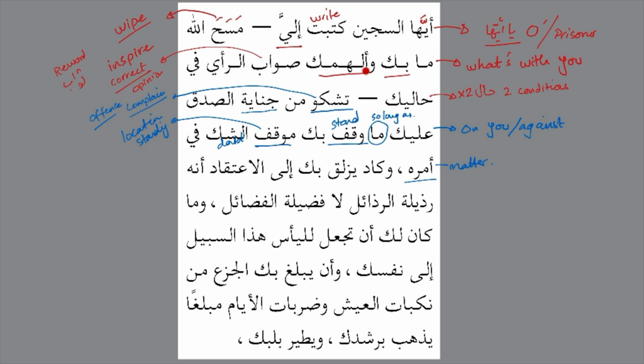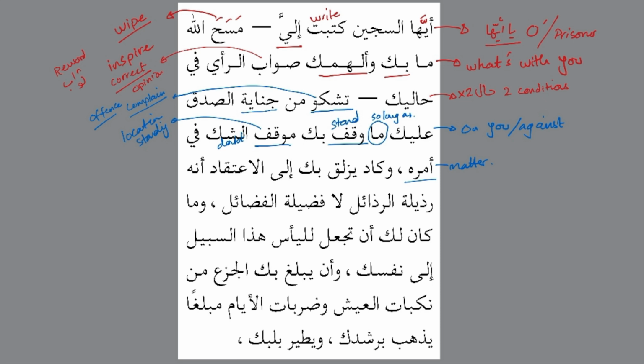وألهمك, again, same word. ألهم is to inspire. So this is also considered to be a dua. So you would say ألهم, may he inspire ka, you, صواب الرأي, the correct opinion, the correct idea or decision. في حاليك, in both of your states, meaning in all the states that you're in, the two situations that you're in, good and in bad as well. Yeah, so in good, in the two situations.